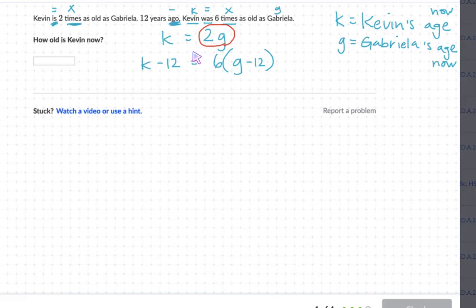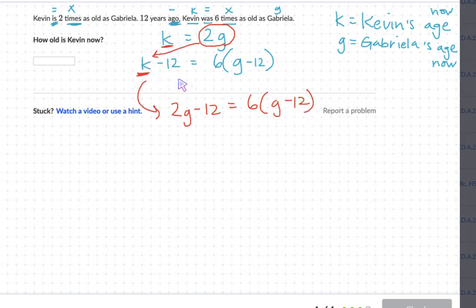Here, since I already set it up, let's go with substitution. Instead of k in this equation, I'm going to put 2g right here, because k is the same as 2g. So instead of k minus 12, I'm going to write 2g minus 12 equals 6 times the quantity of g minus 12. So I've now combined both of my equations into one by using both pieces of information. And I've eliminated k. In my previous equations, both of them had k and g. So by substituting 2g for k in the second equation, I'm down to just g, and I can solve it normally.